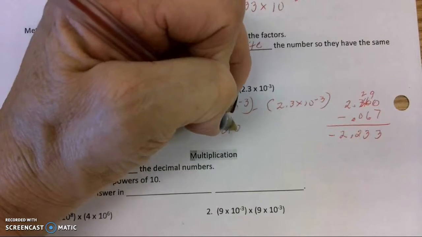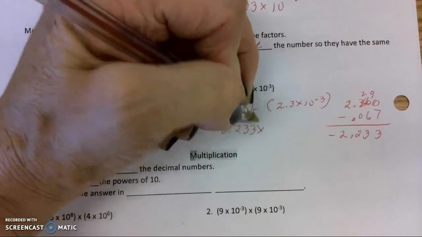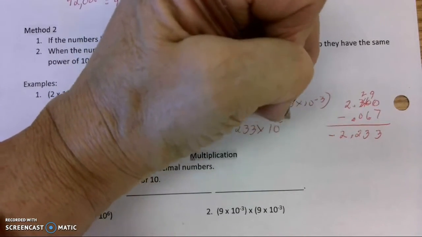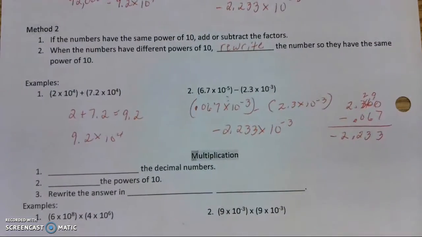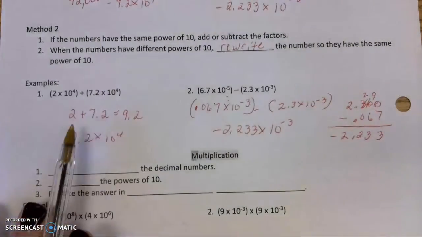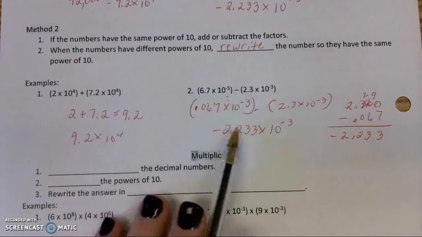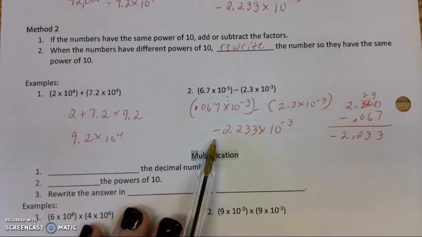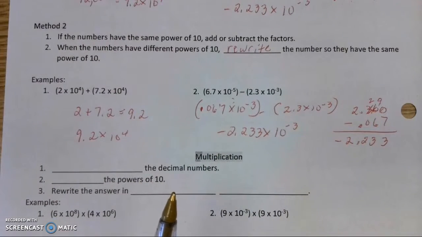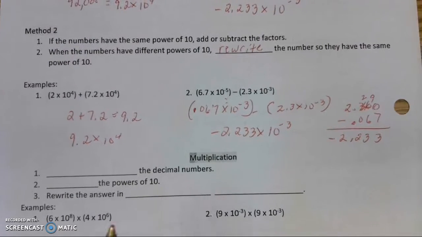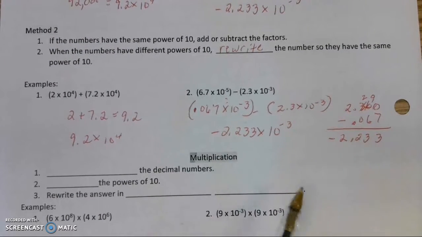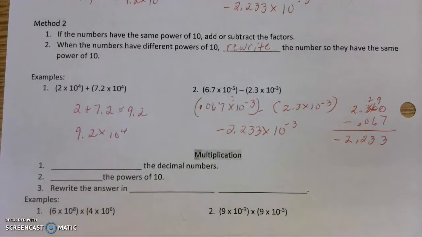Negative 2.233 times 10 to the -3rd. Whenever you work with addition and subtraction, you do need to make sure that when you do the adding and subtracting, your answer is in scientific notation, which means if you have the decimal place in the wrong spot, you're going to have to change it.